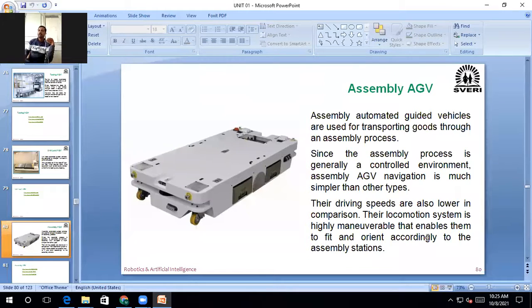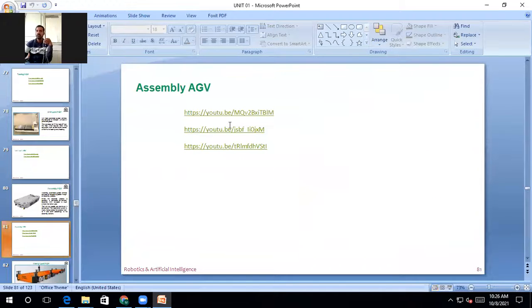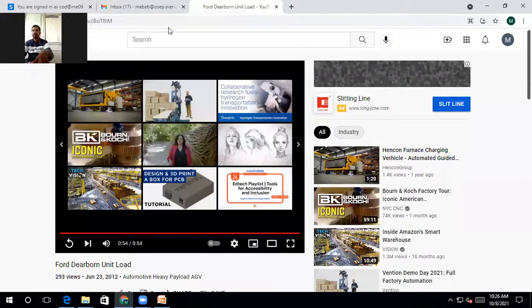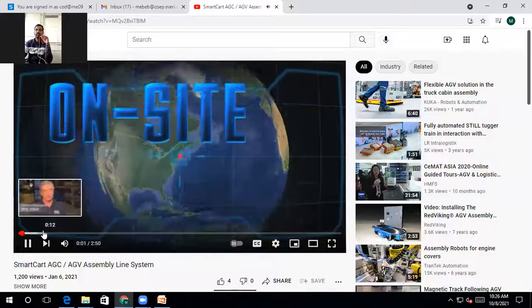Again, these are similar to a locomotive. One AGV will move first, then the next one, then the next one, like that. We'll see one video, and after that, we'll end the session. For specifically assembly purpose, these are used.